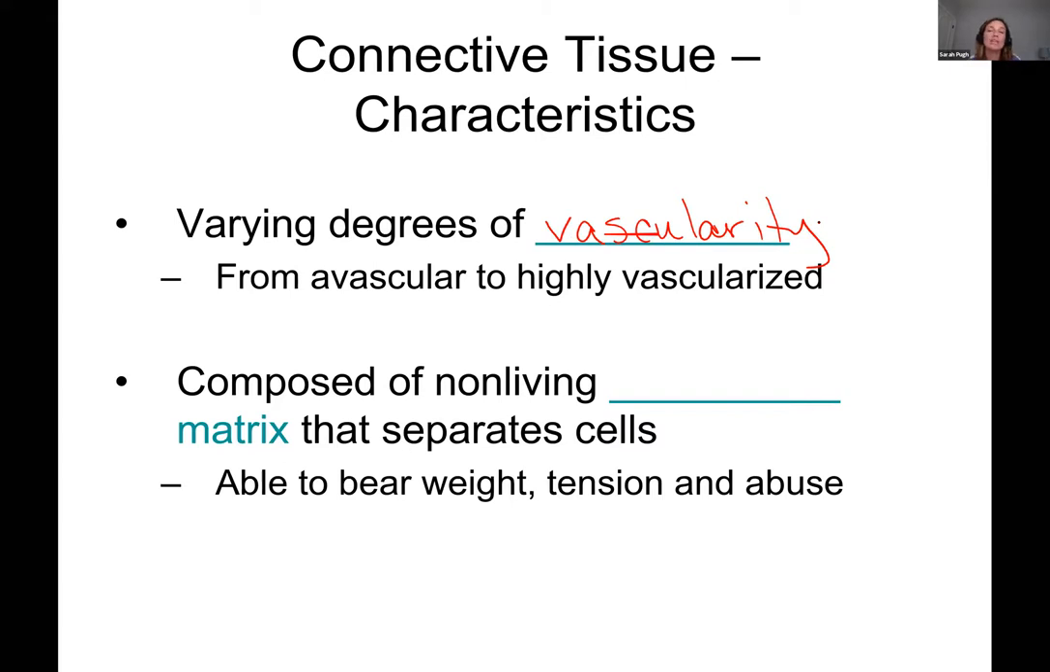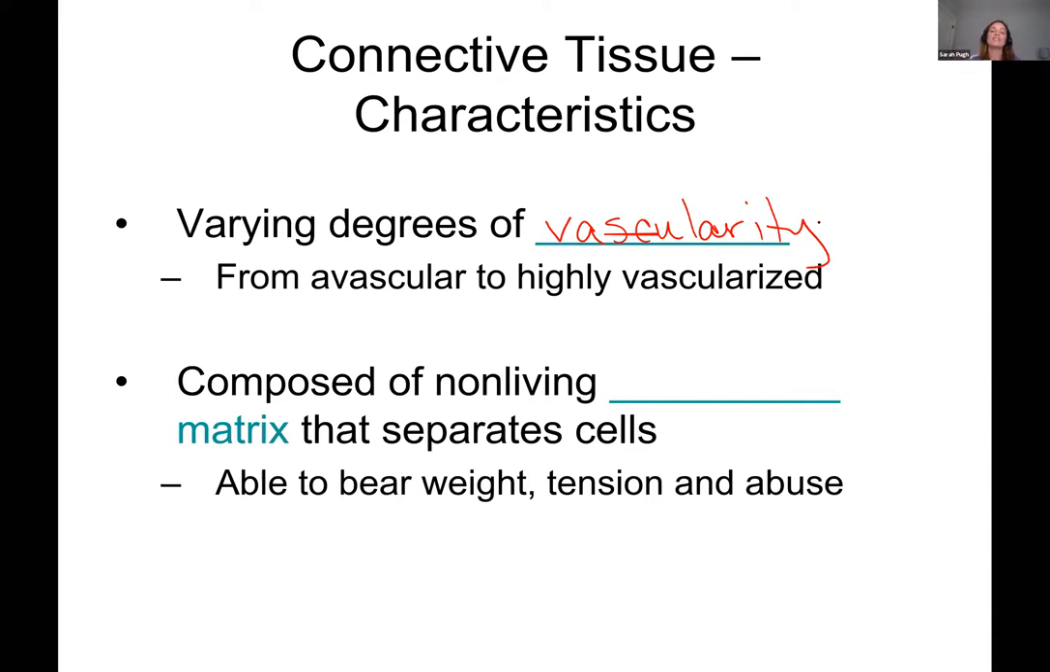But then we have other connective tissues like bone that have a fabulous blood supply, right? You break a bone, even if it's a big bone like your femur, it can heal within a matter of weeks because it has a wonderful blood supply. So connective tissues can have no blood supply or a great blood supply. Just depends on which one we're looking at.